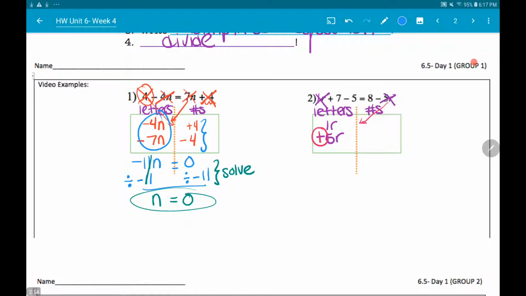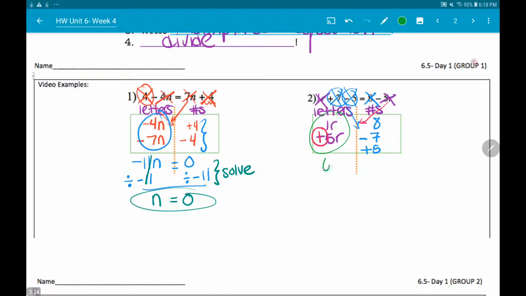Alright, now we're going to do the same thing for numbers. I have an 8 on this side. Then I have a positive 7 and a negative 5, but those two cross the line. So I'm going to change those signs. So that's the biggest step that people seem to be forgetting, is that changing of the signs. So super important there. Alright, let's go ahead and simplify our equation.